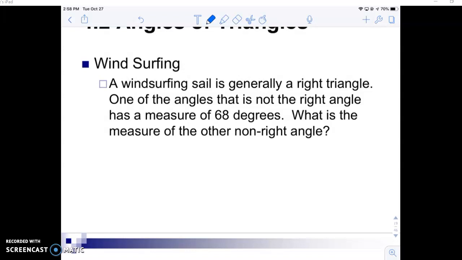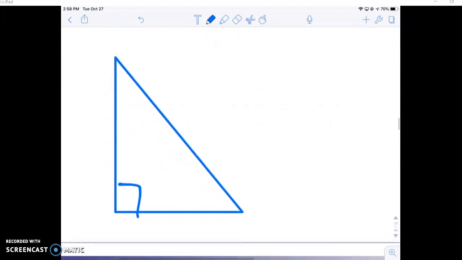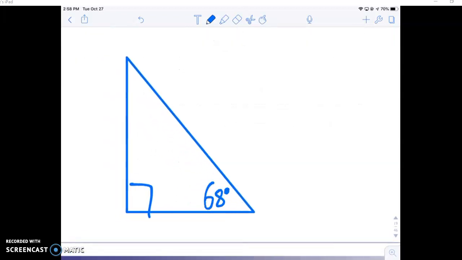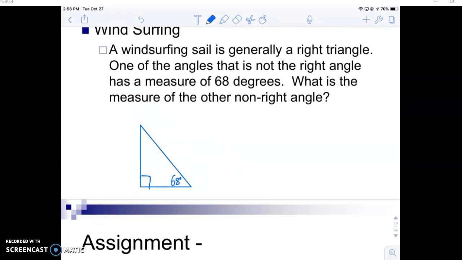Last, we have a word problem. It tells us a windsurfing sail is generally a right triangle. I'm going to draw a picture. Always draw a picture for these types of questions. If it doesn't give you a picture, always draw a picture. It says one of the angles that is not the right angle is 68 degrees. This one looks like it's 68 degrees. What is the measure of the other non-right angle?